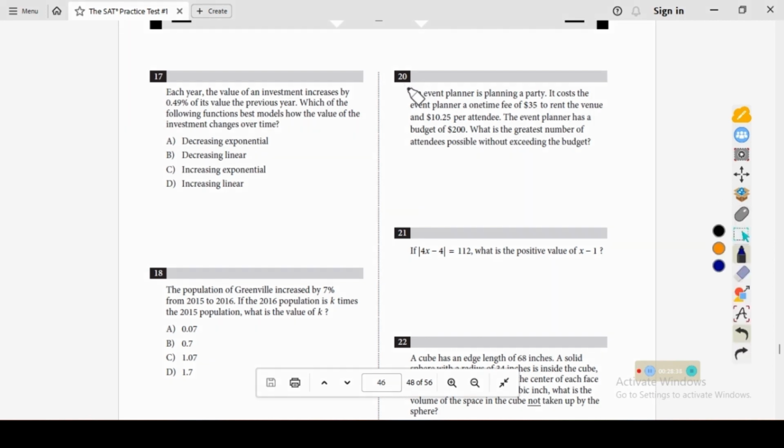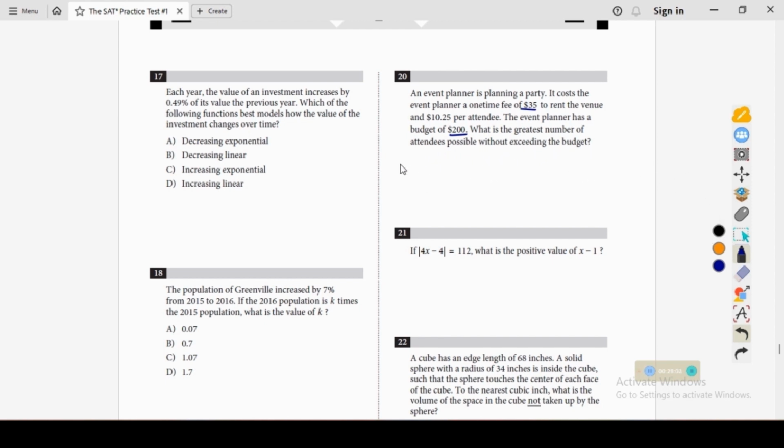In question number 21, an event planner is planning a party. It costs the event planner a one-time fee of $35 to rent the venue and $10.25 per attendee. The event planner has a budget of $200. What is the greatest number of attendees possible without exceeding the budget?